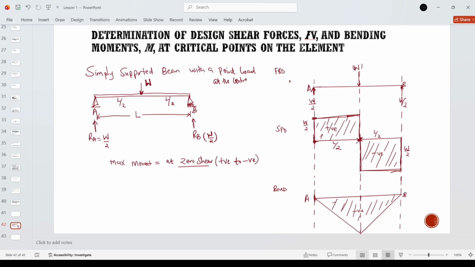So what are we saying? That we have determined that FV for this case will be given by W over 2. This is very important. Equation 1. How will we find the moment at this point? Because that's what we want. It's what we call the maximum bending moment. The maximum bending moment will be given by the area under the shear force diagram. So M will be given by, what is the area of this point?